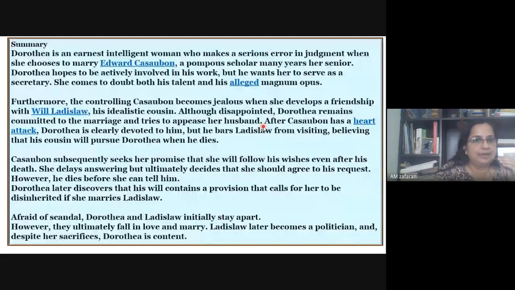After Casaubon has a heart attack, Dorothea is clearly devoted to him, but he bars Ladislaw from visiting, believing that his cousin will pursue Dorothea when he dies. So he's very insecure and he thinks that Dorothea might go with Ladislaw. Casaubon subsequently seeks her promise that she will follow his wishes even after his death. She delays answering, but ultimately decides that she should agree to his request.